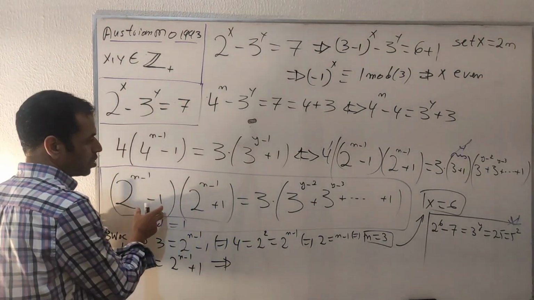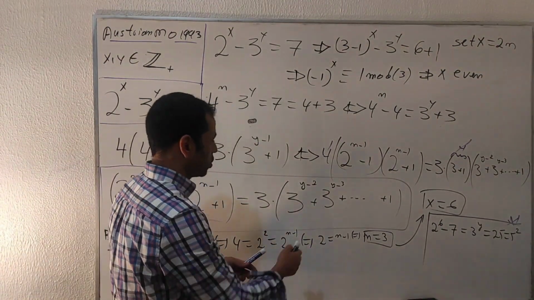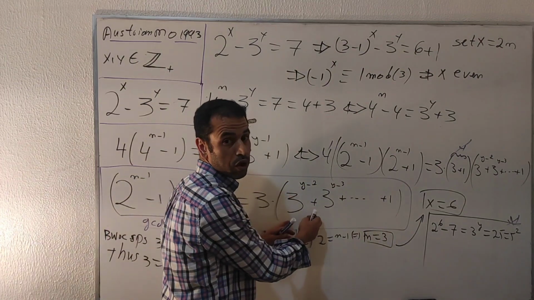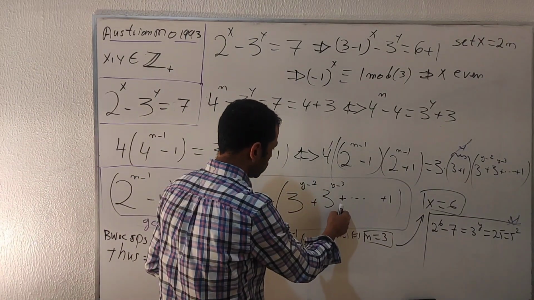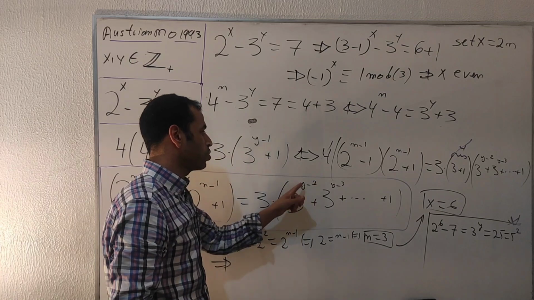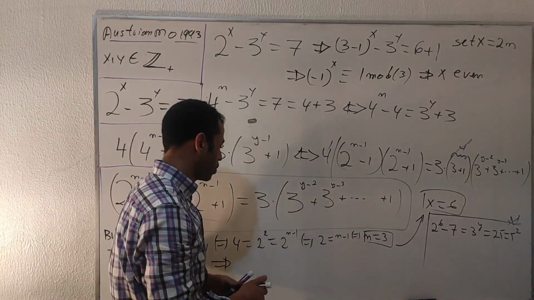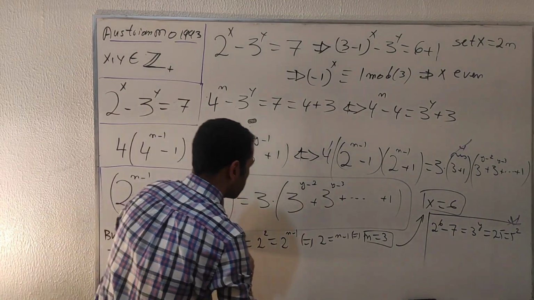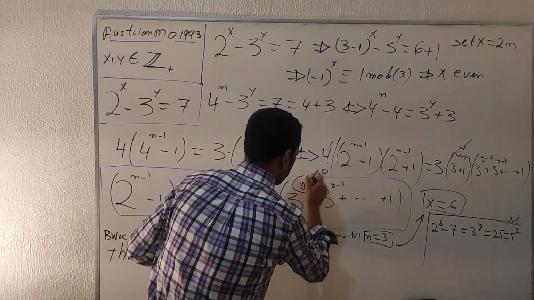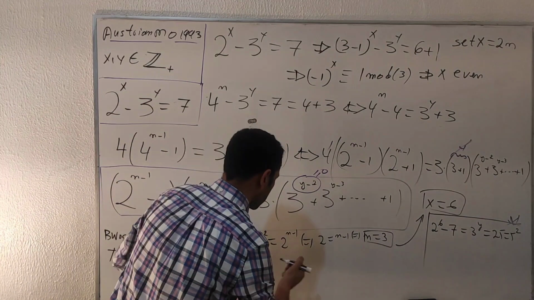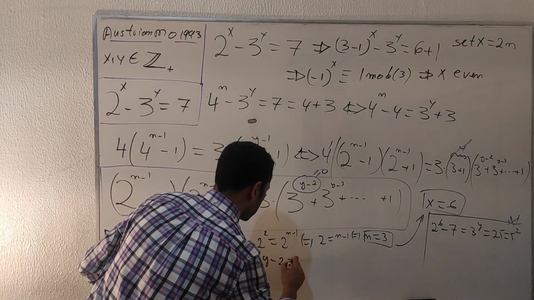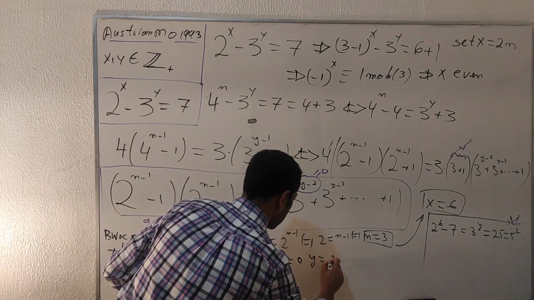If this one is taking 1, the whole thing turns into 1. If the whole thing turns into 1, the exponent must be 0. So I have 3 to the 0, which is 1. This exponent equals 0. In other words, y minus 2 equals 0. That means y equals 2.